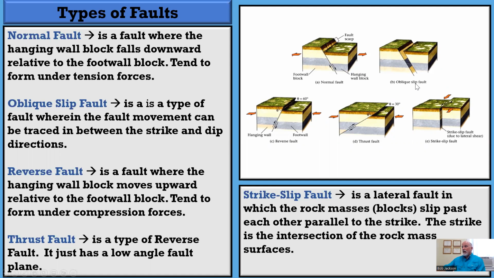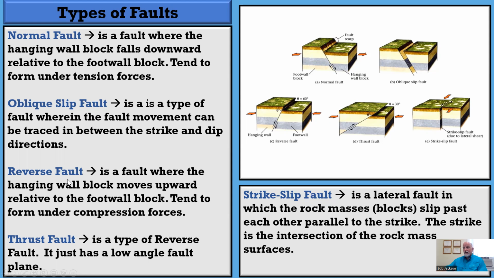Whereas with an oblique slip fault, you're looking at the very same type of thing, but you also get sideways movement. See, this block went that way, as well as sliding down. So it's doing two movements. That's the oblique fault.